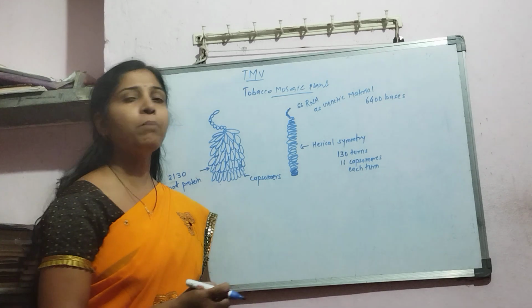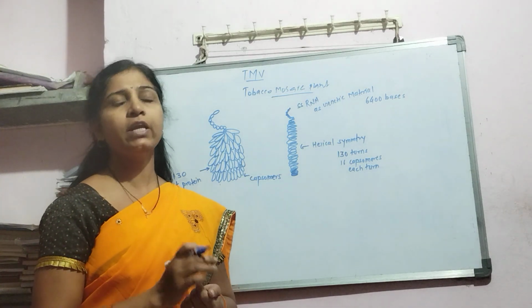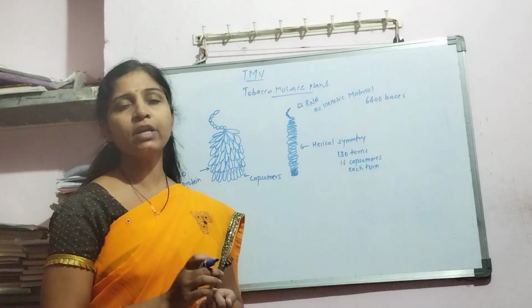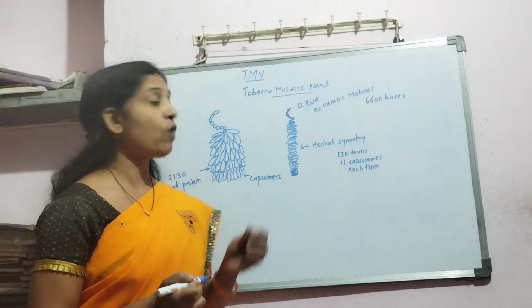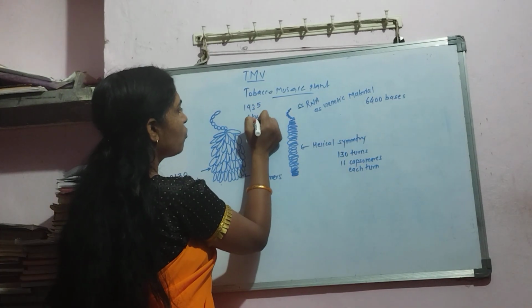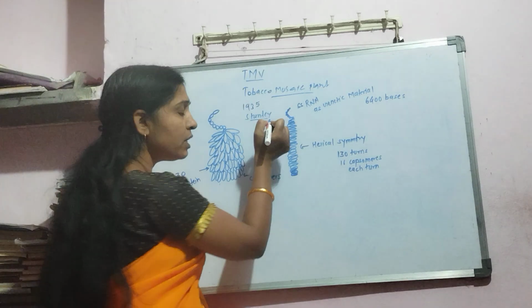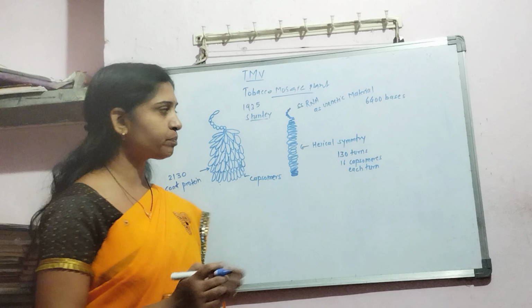It is an important plant virus and it is also the first virus to be discovered, in 1892 by Dmitry Ivanovsky. The scientist Dmitry Ivanovsky first discovered this virus, and in 1935 the scientist Stanley first isolated these viruses, that is the TMV virus, in crystalline form.